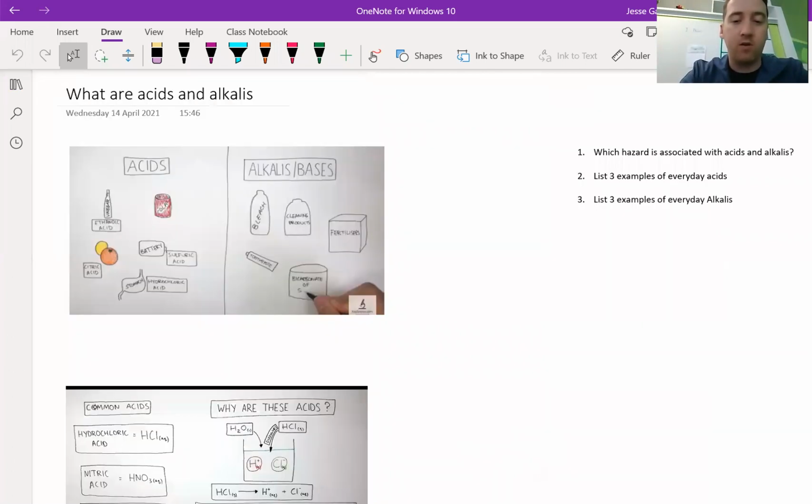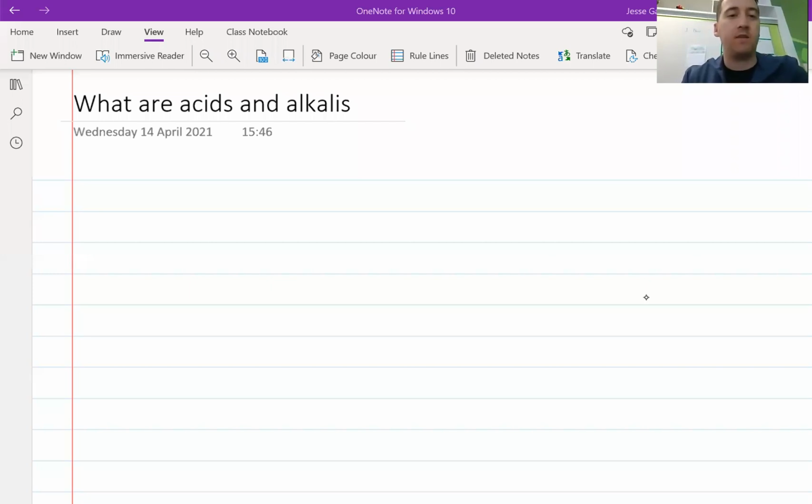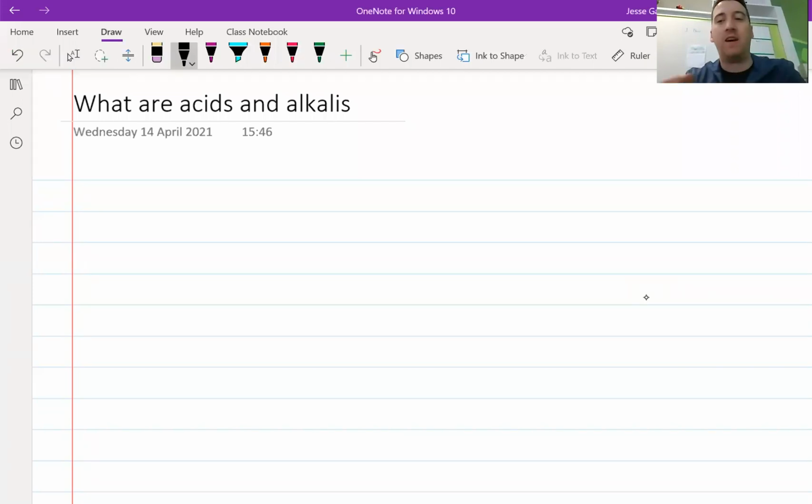Okay, so now that we know that acids and bases are corrosive, let's look at what acids and bases, or acids and alkalis, actually are. So what are acids and alkalis?